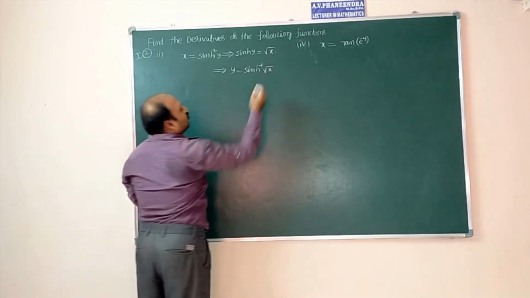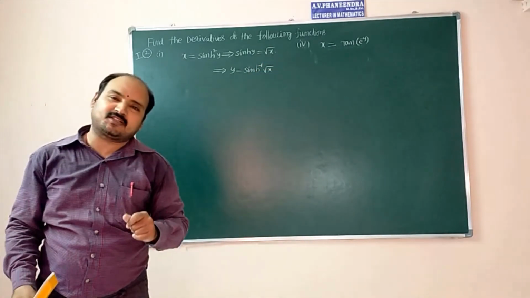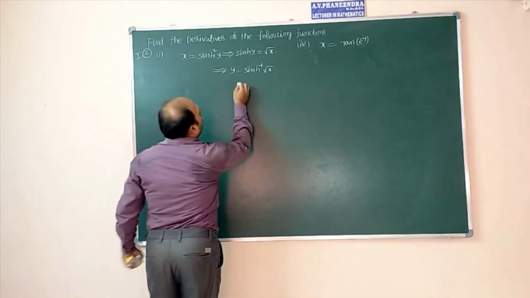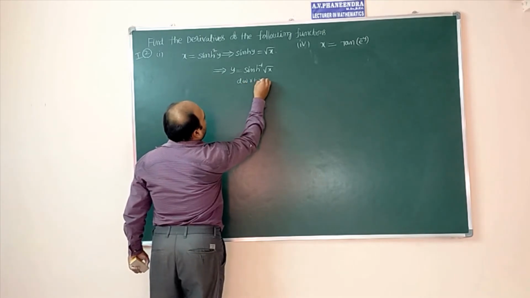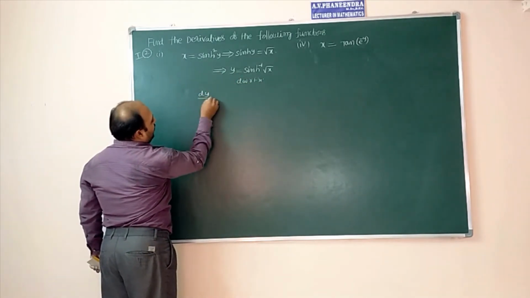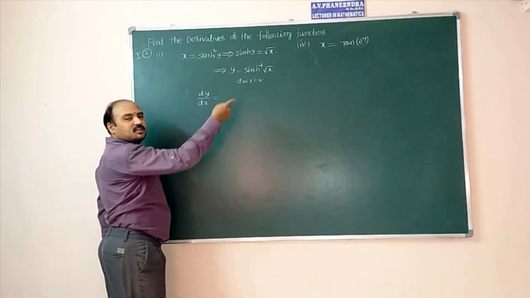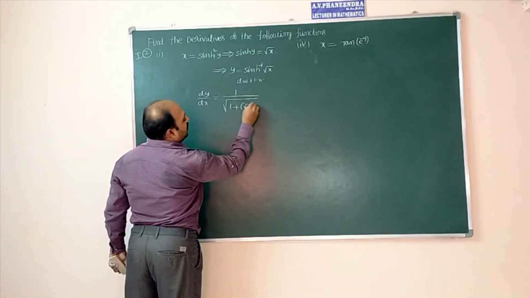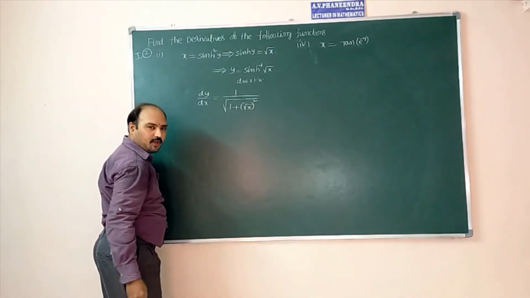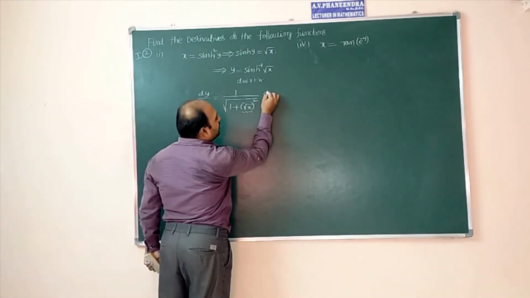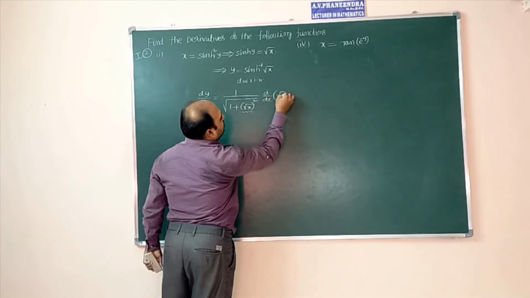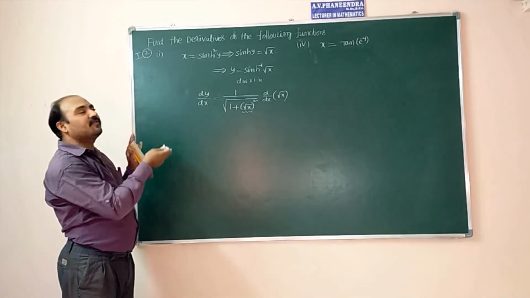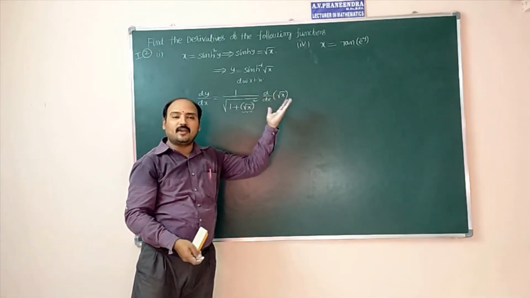We know that d by dx of sinh inverse x is 1 by square root of 1 plus x square. In the same way, differentiate with respect to x. The derivative of y is dy by dx. The sinh inverse x derivative is 1 by square root of 1 plus x square. The x value is what here? Root x whole square. Again, root x we have to differentiate into d by dx of root x. This is the way you have to convert the given function, with x in terms of y.